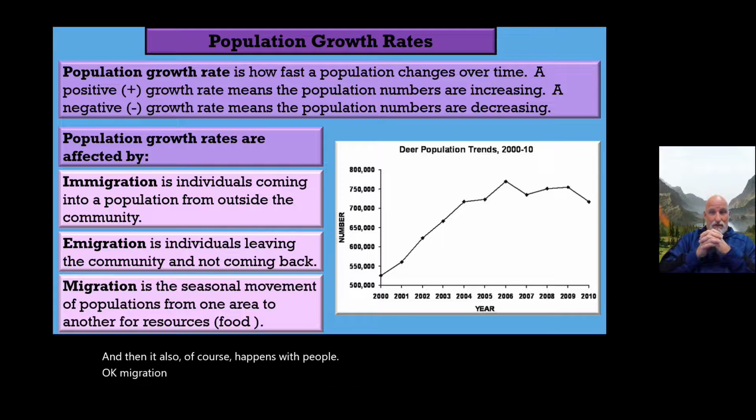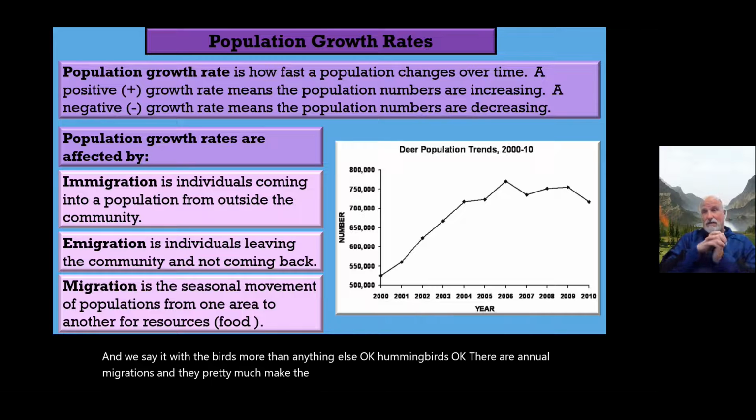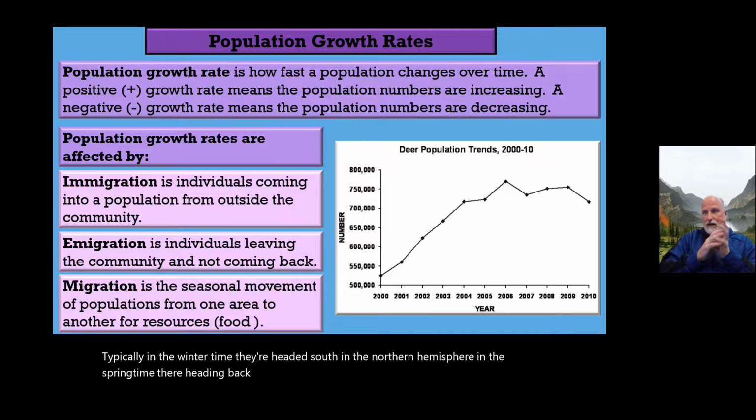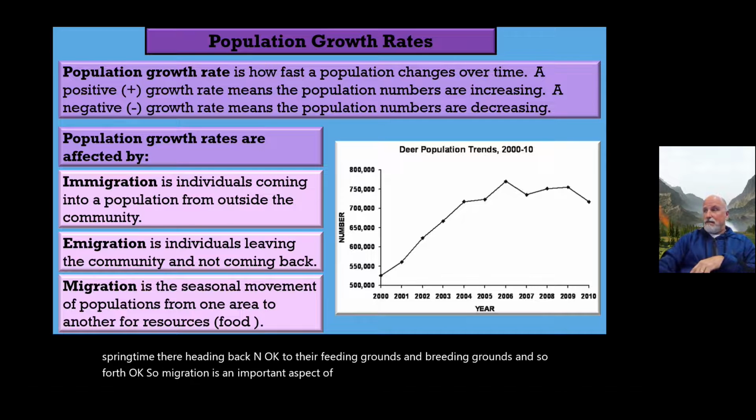Migration is a seasonal movement. This is like our ducks and our geese that you see them migrate. Swans do it. And we see it with the birds more than anything else. Hummingbirds. There are annual migrations, and they pretty much make the same migrations each year relative to the seasons. Typically, in the wintertime, they're headed south in the northern hemisphere. In the springtime, they're headed back north, to their feeding grounds and breeding grounds and so forth. So migration is an important aspect of population dynamics.